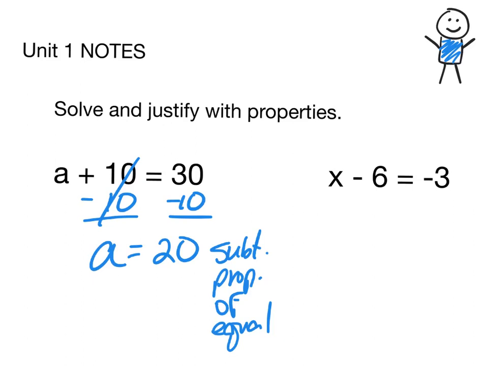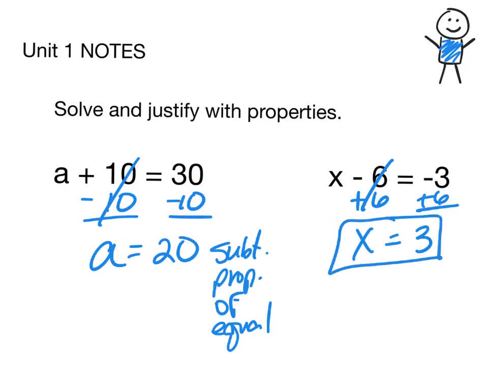Moving on to the one on the right, it says x minus 6 is equal to negative 3. I know that I would need to add 6 in order to cancel that negative 6 to get x by itself. Well, using the property, if I added 6 to the left, I've got to also add 6 to the right, giving me positive 3 as an answer. And the reason in this scenario that x is equal to 3 is because of the addition property of equality.